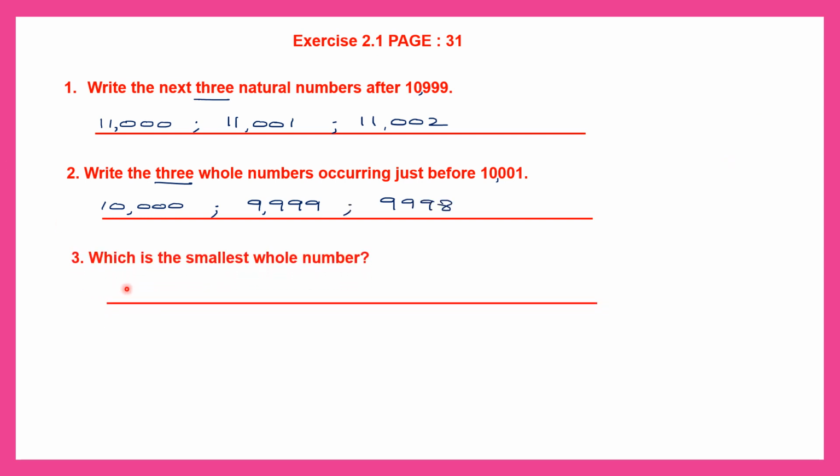Question 3. Which is the smallest whole number? Whole numbers are all numbers starting from 0. So the smallest whole number will be 0.